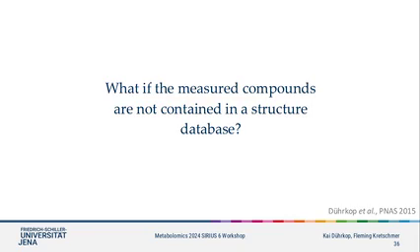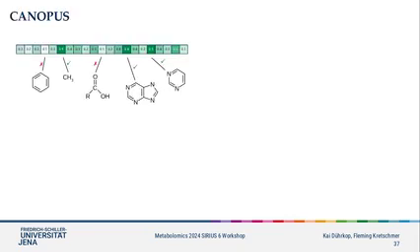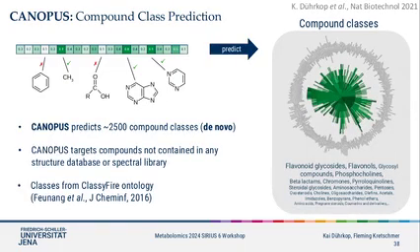What if the measured compound is not contained in the structured database? In this case, you can still use other information like compound classes, which we have a tool for called CANOPUS. The idea is that we use a molecular fingerprint as input to predict which chemical class your spectra could belong to. Chemical classes like flavonoid glycosides or steroids and so on.